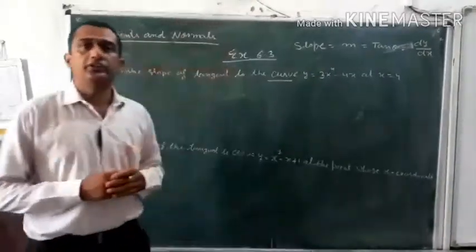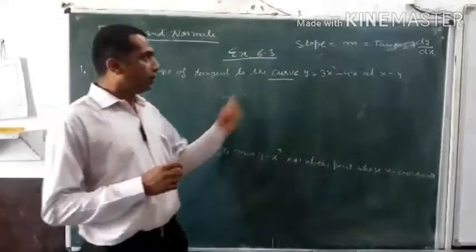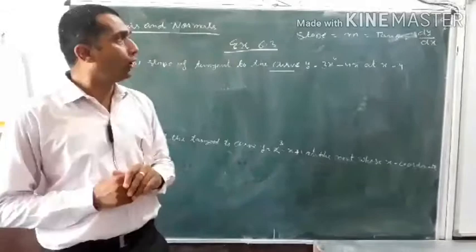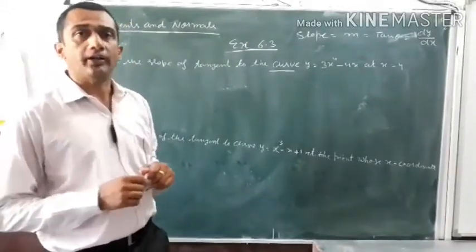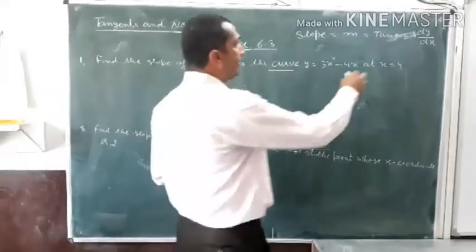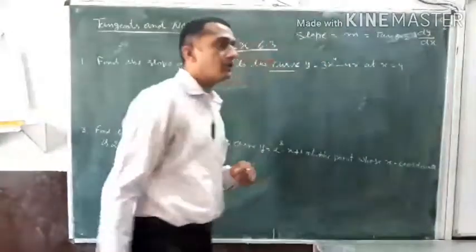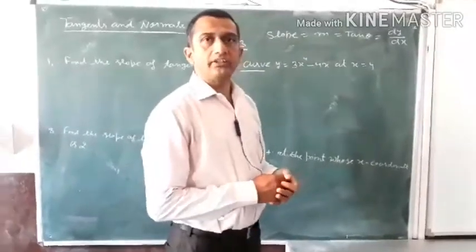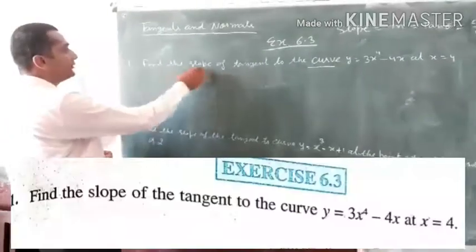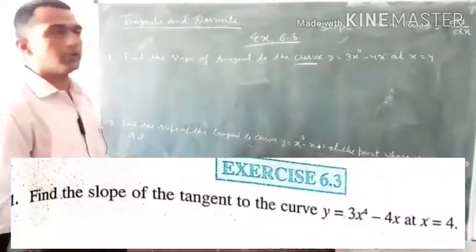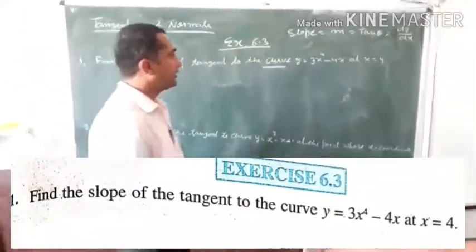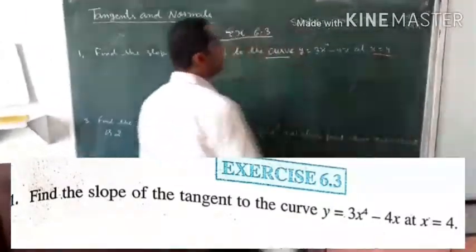Next, exercise 6.3. Slope is equal to m is equal to tan theta. So the slope of the curve at any point x1 y1 is given by dy over dx. dy over dx is the slope of the line. So the first question is: find the slope of the tangent to the curve y is equal to 3x raised to power 4 minus 4x at x is equal to 4.